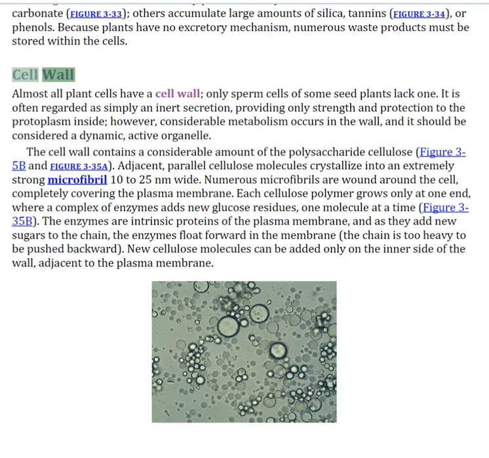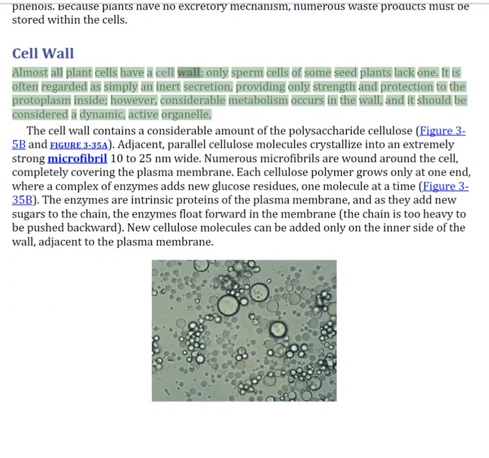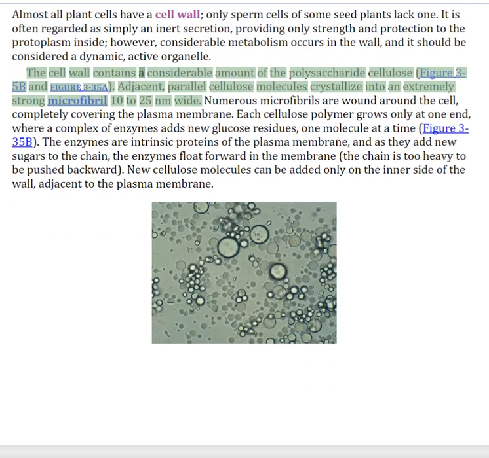Cell wall. Almost all plant cells have a cell wall, only sperm cells of some seed plants lack one. It is often regarded as simply an inert secretion, providing only strength and protection to the protoplasm inside. However, considerable metabolism occurs in the wall, and it should be considered a dynamic, active organelle. The cell wall contains a considerable amount of the polysaccharide cellulose. Adjacent, parallel cellulose molecules crystallize into an extremely strong microfibril 10 to 25 nanometers wide.